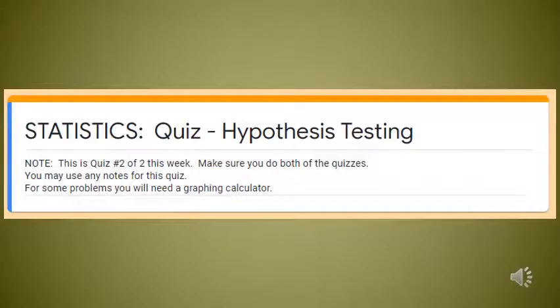The second quiz that you had dealt with hypothesis testing, and in particular with one proportion z-tests.